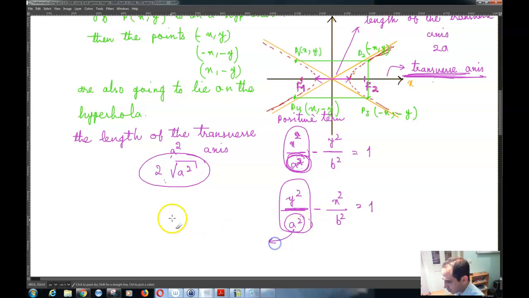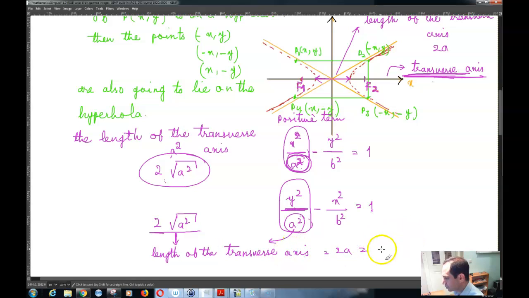So you can take this denominator, take the square root of that, multiply it by 2, and that is basically the length of the transverse axis, which is equal to 2a, which is equal to the distance between the vertices of the hyperbola.